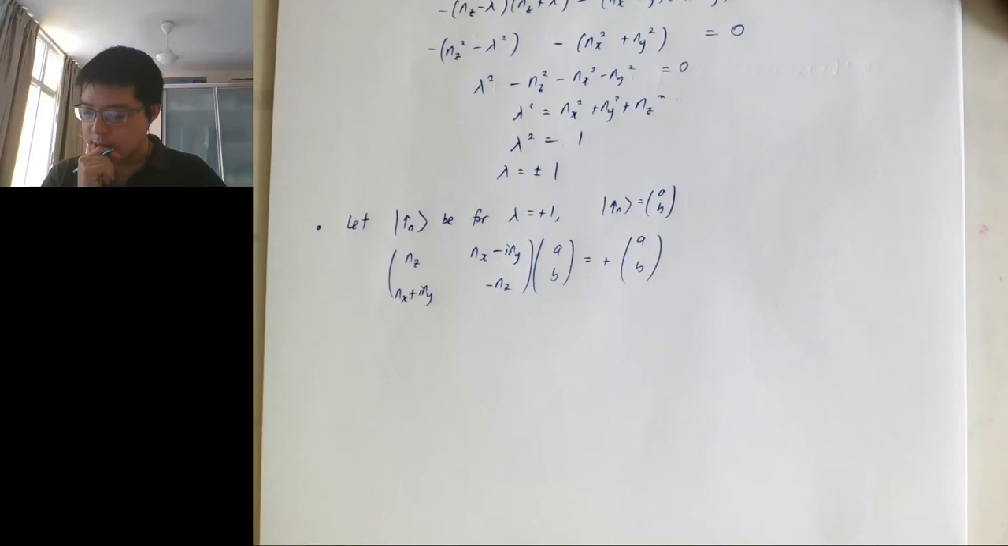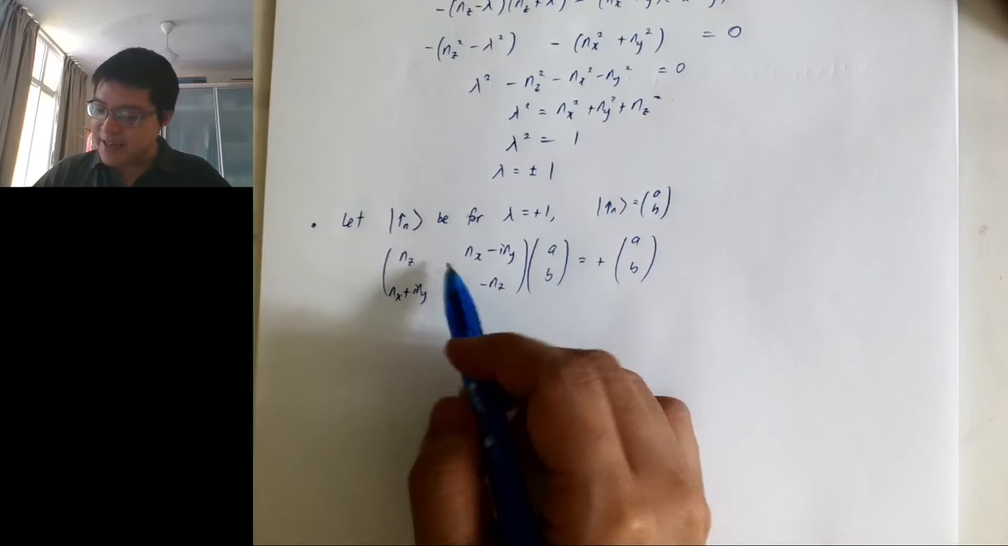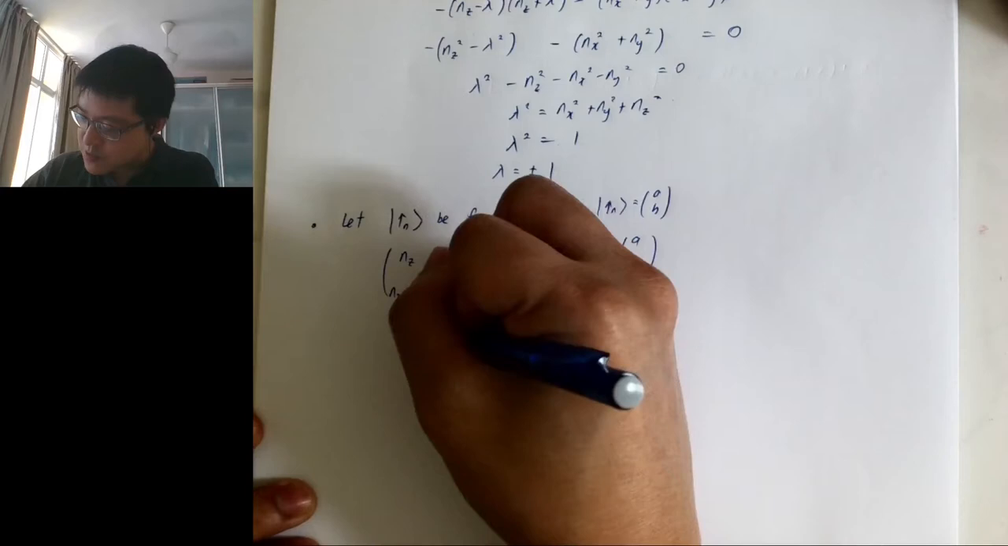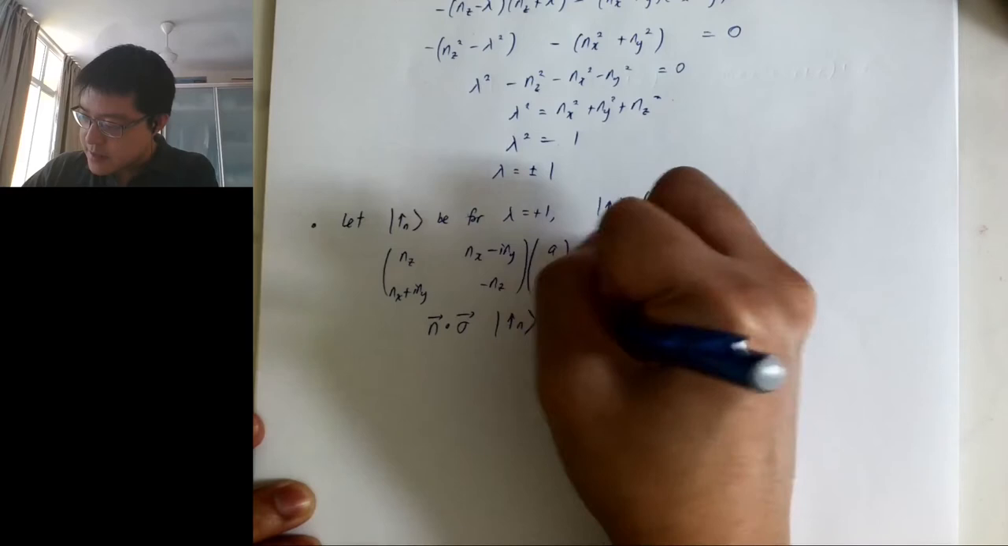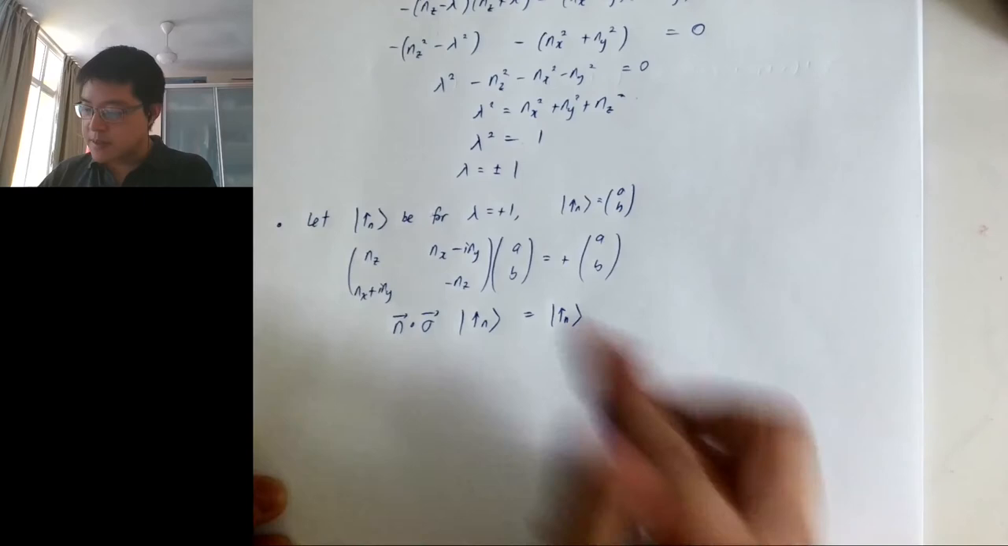Hang on, I changed my mind. I kind of feel like it's going to be a bit messy. So let's do it the other way. What I'm trying to say is, let's do it in this form, n dot sigma, okay? Acting on the up n state, and this will give me positive up n, right? So this is the eigenstate.